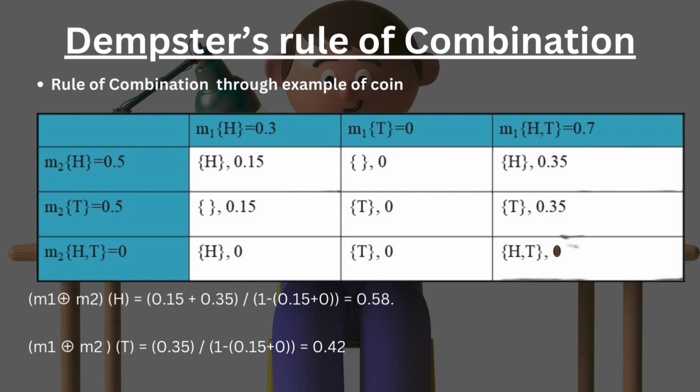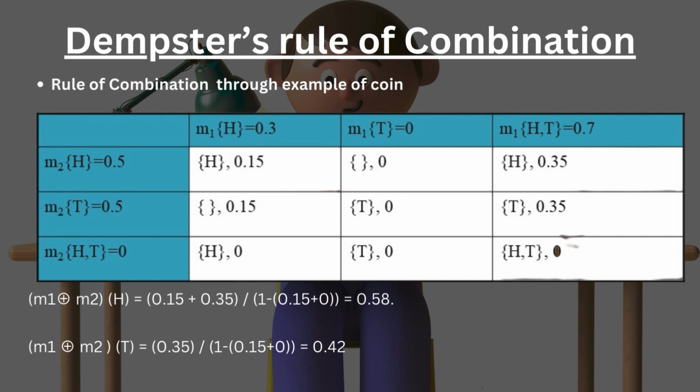will be equal to 0.15 plus 0.35 divided by 1 minus 0.15 plus 0. This 1 minus 0.15 plus 0 is for the empty set. All the empty sets in a table will be added. This calculates the combined belief for the proposition the coin is heads based on both pieces of evidence. The combined evidence suggests that the coin being head has a belief of 0.58.